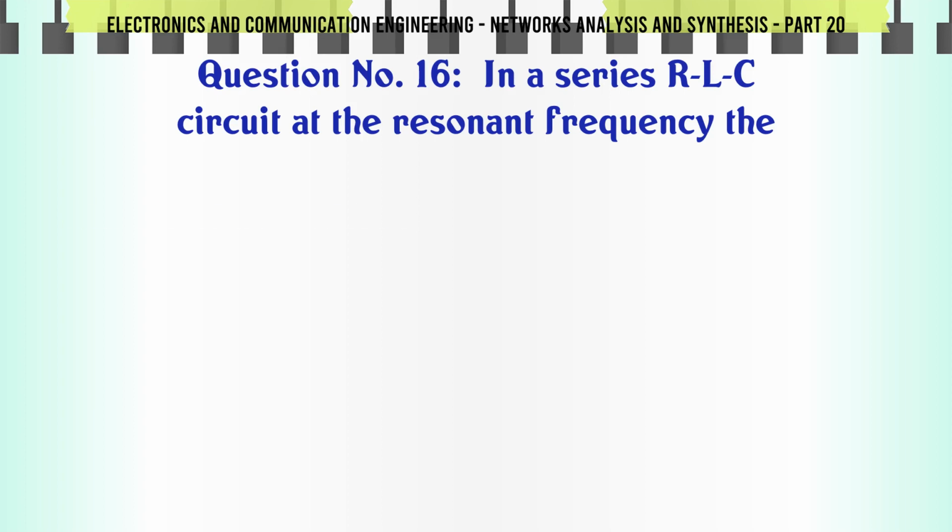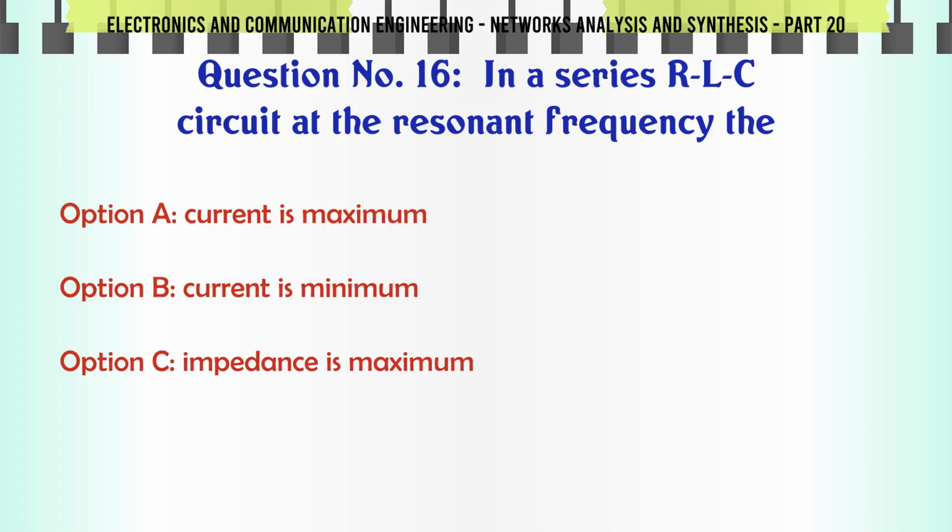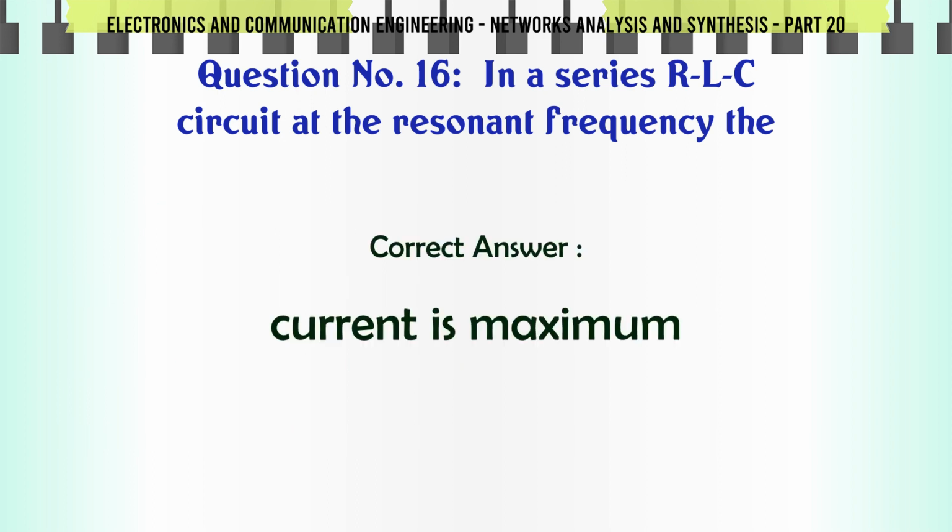In a series RLC circuit at the resonant frequency, the: A. current is maximum, B. current is minimum, C. impedance is maximum, D. voltage is maximum. The correct answer is current is maximum.